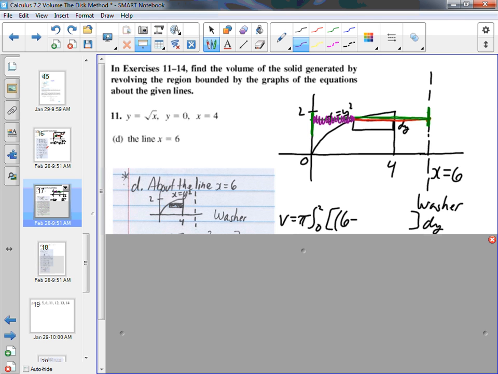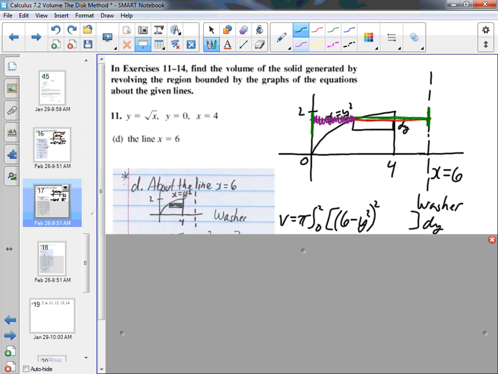Well, what is that little purple distance? It's whatever the x-coordinate is, right? If the x-coordinate's 2, it's a 2. If the x-coordinate's 3, it's a 3. But I can't put x because that messes with my dy, so I put what x equals. What does x equal? So the outer radius is 6 minus y squared. Then I got to square.